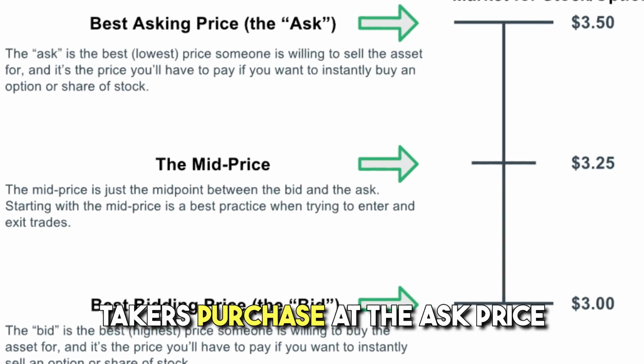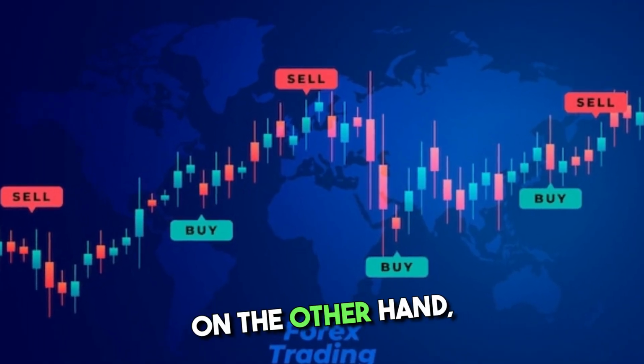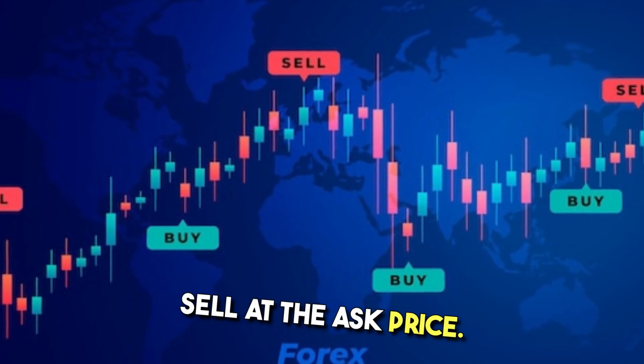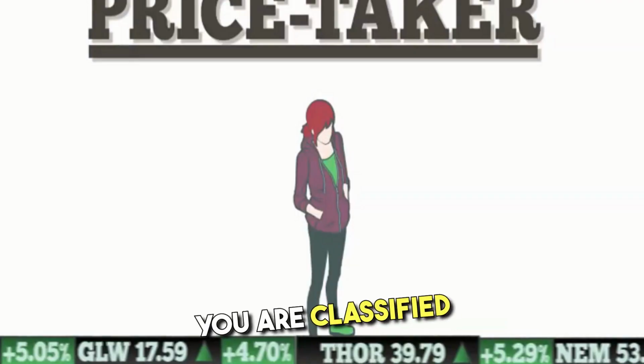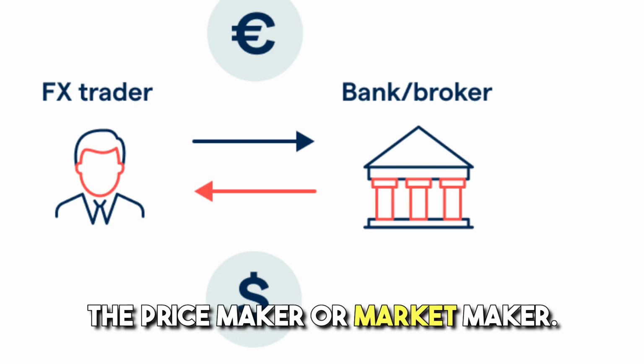Price takers purchase at the ask price and sell at the bid price. Market makers, on the other hand, purchase at the bid price and sell at the ask price. In Forex trading, you are classified as a price taker. Your Forex broker functions as the price maker or market maker.